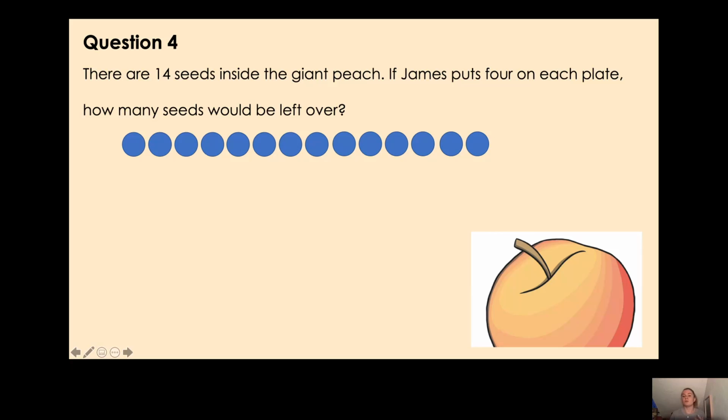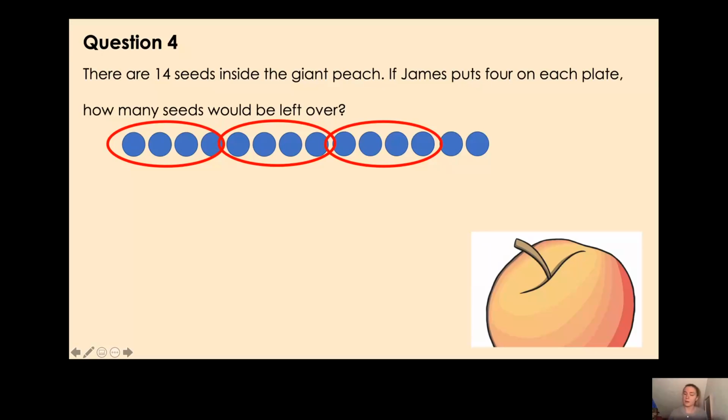Because we need to put 4 on each plate. So if we group the first 4, that's one group. The second 4 is the second group. Then we have another 4. Now, can we make another group of 4? Well, no, we can't, because we have 2 left over, not 4.